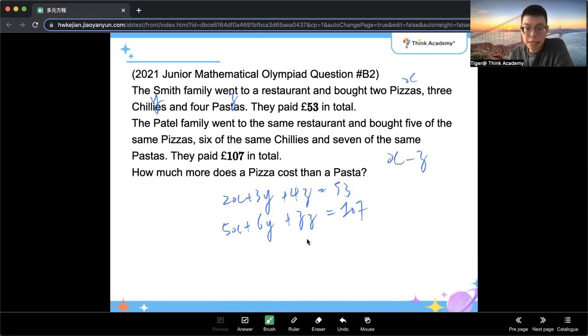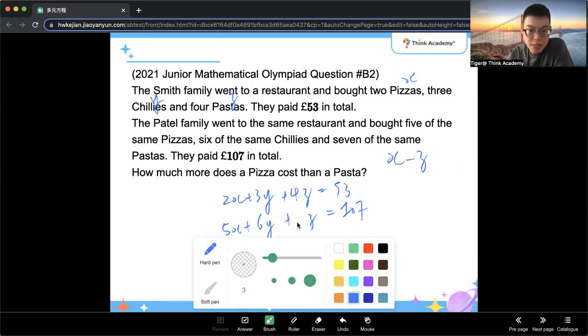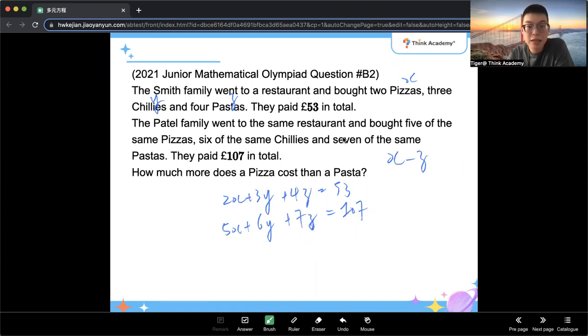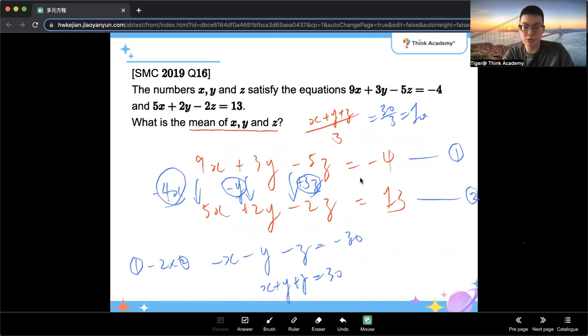So now we can see that in this, oh, why am I writing ZZ? 7Z. They ate a lot. Yes, indeed, they ate a lot. So you can see that again, we have 3 unknowns and just 2 equations. And this time I want to look for x take away z. So just like the previous question, we just want to manipulate the equation somehow such that we will be able to find out what we want, right?